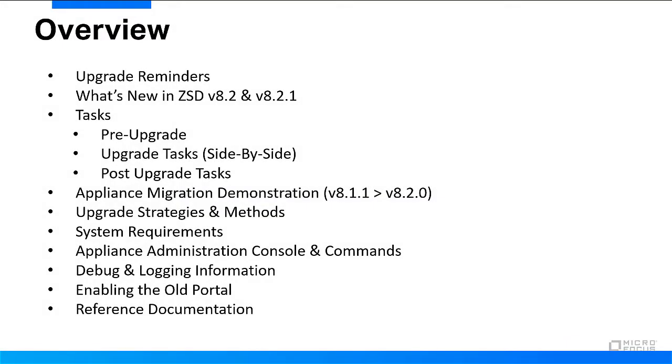An overview of a few things we're going to talk about: upgrade reminders, what's new in ZENworks Service Desk 8.2 and 8.2.1, some of the tasks, pre-upgrade, upgrade tasks, which in this case is going to be a side-by-side, and post-upgrade tasks, the appliance migration demonstration going from version 8.1.1 to version 8.2, and upgrade strategies and methods, system requirements, appliance administration console and commands, debug and logging information, and being able to enable the old portal if you need to, and then reference documentation.